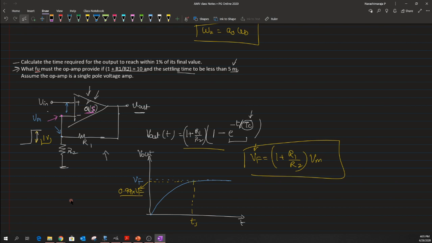Let me stop over here today, and in the next class we'll talk about different circuit techniques that are basically used to enhance the gain of this particular system.